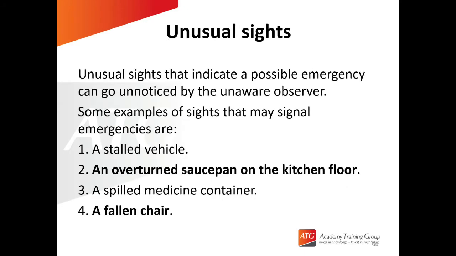Unusual sights. Unusual sights that indicate a possible emergency can go unnoticed by the unaware observer. Some examples of sights that could signal emergencies are, for example, a stalled vehicle, an overturned saucepan on a kitchen floor, a spilled medicine container, or even a fallen chair.